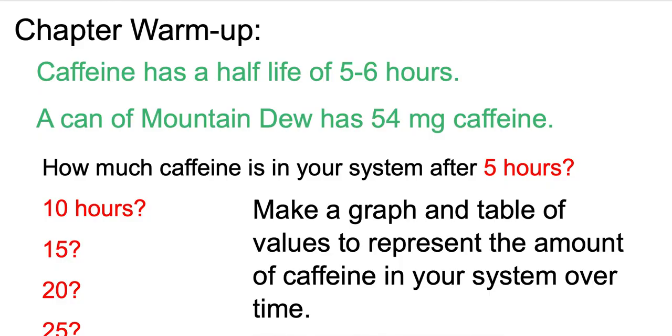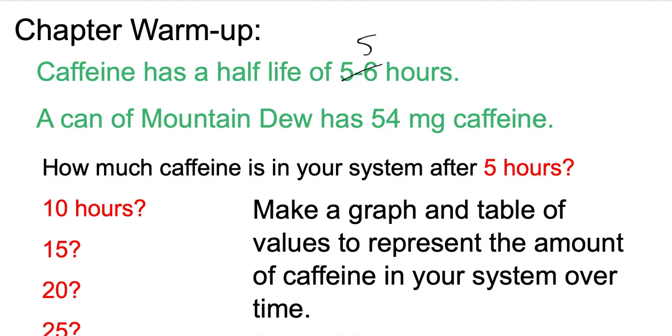So this is a real-world application of what we're doing in the lesson. Okay, so caffeine has a half-life of 5 to 6 hours, so we'll just go with 5 hours to simplify things. A can of Mountain Dew has 54 milligrams of caffeine. How much caffeine is in your system after 5 hours?